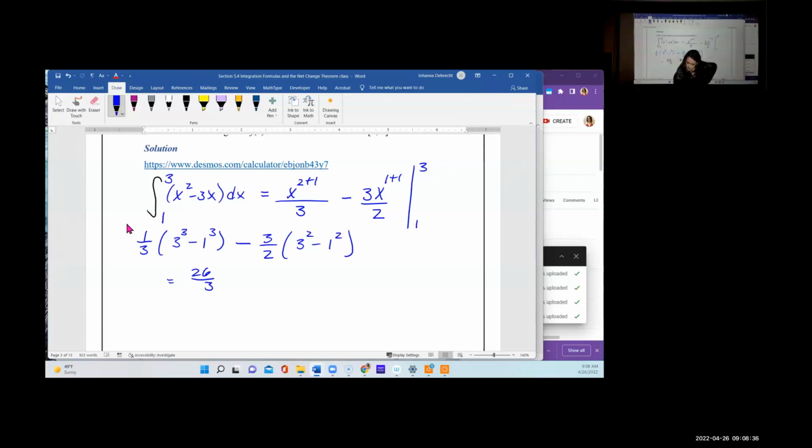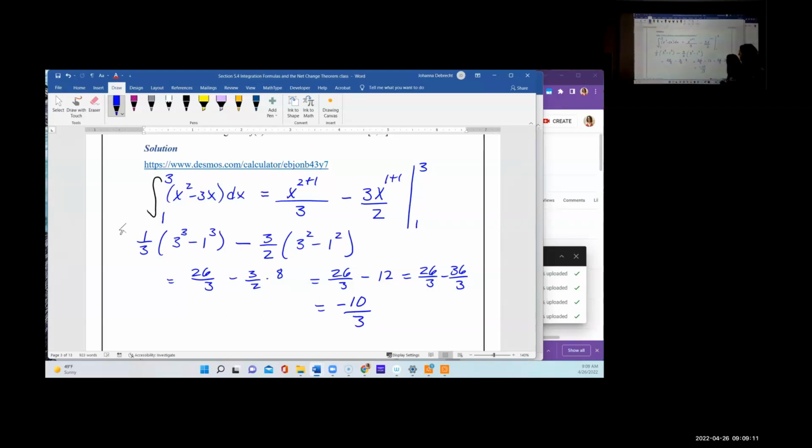And then the next one, we have 3 squared, which is 9, minus 1, which would give us 8. And then we have this multiplied by 3/2. So the 8 and the 2 give me a 4. So I have 26/3 minus 12. And then to get a common denominator would be 3. So I have 26/3 minus 36/3, which gives me a negative 10/3 as the final result.